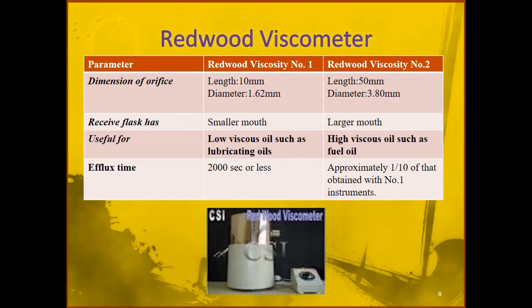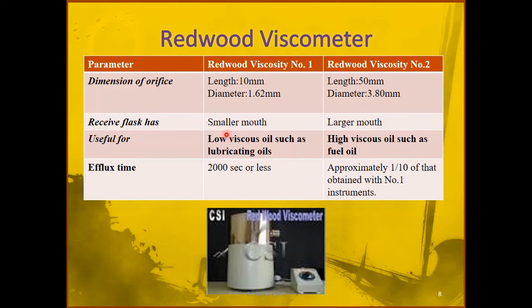Now if you see here, these are the viscometers. As I said, there are two types of viscometer: Redwood viscometer number 1 and number 2, and they are different with respect to the diameter of the orifice. Remember, I said there is an orifice at the bottom of the container, that agate jet. The diameter here is very small and here it is large. You may call it a smaller mouth and a larger mouth for the flask to receive.